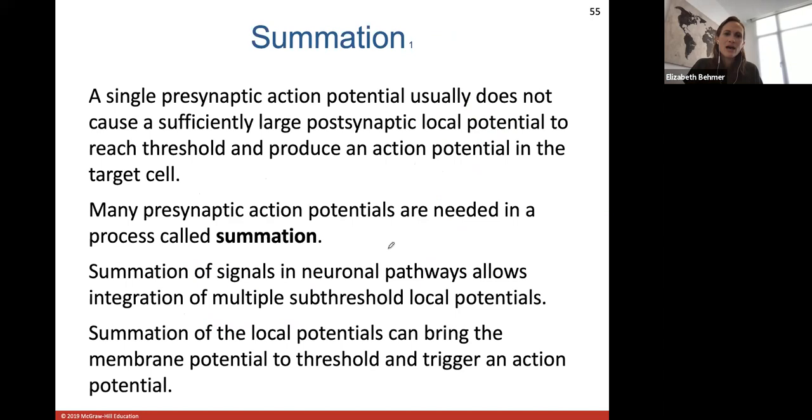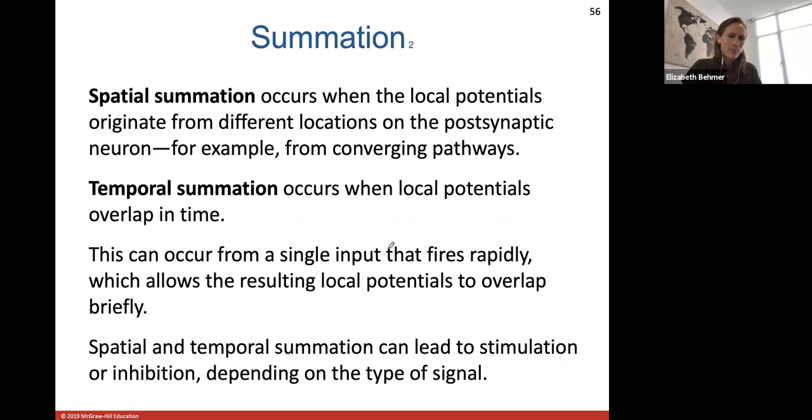Summation: a single presynaptic action potential usually does not cause a sufficiently large postsynaptic local potential to reach threshold. So many presynaptic action potentials have to come together in what we call summation. Summation just means we're putting together all these signals in neuronal pathways, and this allows the integration of multiple sub-threshold local potentials. Summation of the local potentials can bring the membrane potential to threshold and trigger an action potential. Spatial and temporal summation, I don't know how many questions we'll have about this. Spatial summation occurs when local potentials originate from different locations on the postsynaptic neuron, for example from converging pathways. Temporal summation occurs when local potentials overlap in time. This can occur from a single input that fires rapidly over and over again, which allows the resulting local potentials to overlap. Spatial and temporal summation can lead to stimulation or inhibition, depending on the type of signal.